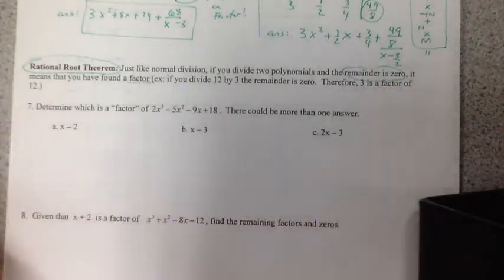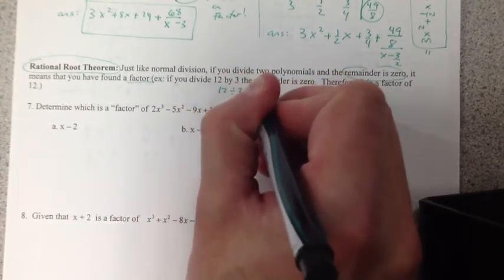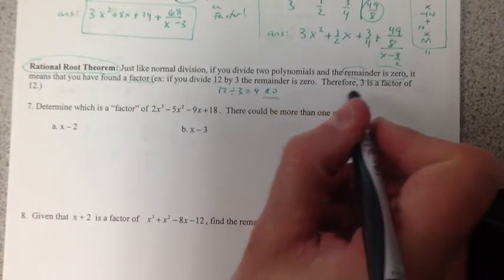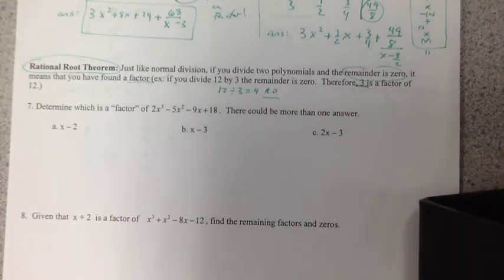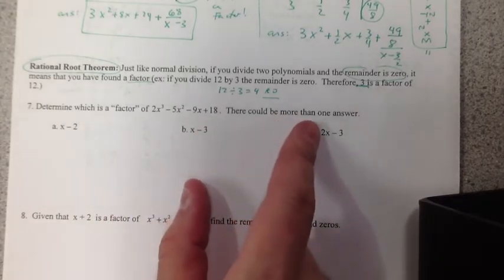And I gave an example here. If we take 12 and divide it by 3, the remainder is 0. 12 divided by 3 equals 4, remainder 0. Therefore, because that remainder is 0, 3 is a factor of 12. And here's what we're being asked to do. Determine which of the following is a factor of our polynomial here. And now they said there could be more than one answer.